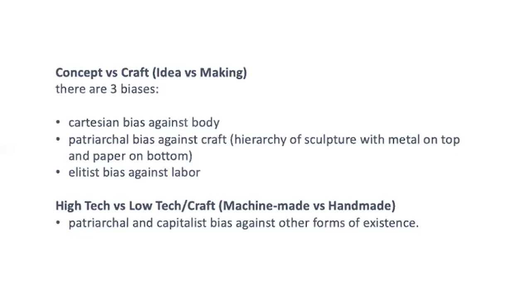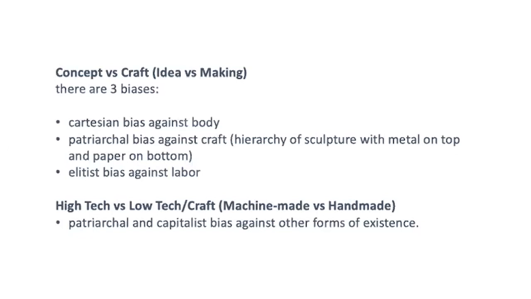And of course, within stuff-making, there is a hierarchy of sculpture, especially if you see it in a more traditional woodshop. There's always welding on top, and then maybe wood second, and then mold making, and then clay, and then fabric and paper. So there's this sort of unspoken hierarchy contained within sculpture. And in fact, the way I see it, there are actually three biases against craft, the way we are using craft right now.